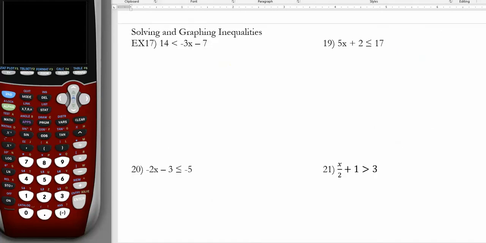All right, so we're coming back and we're going to do solutions to inequalities. So here on example 17, just like in previous ones, we got to eliminate this constant term. So we're going to add 7 on both sides. So we're left with 21 is less than negative 3x. And that negative 3 is joined to the x by multiplication. So we're going to divide.